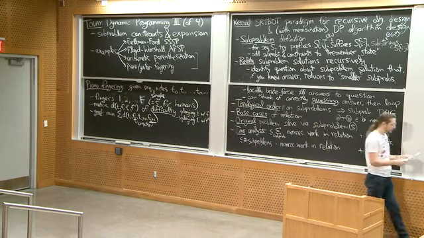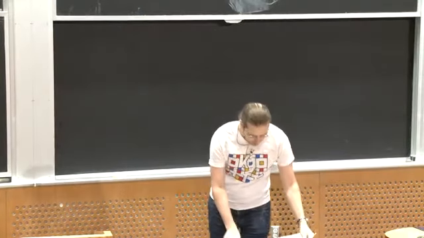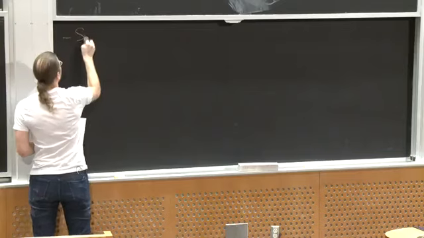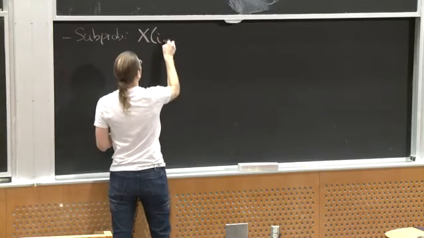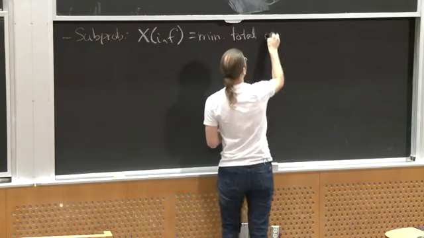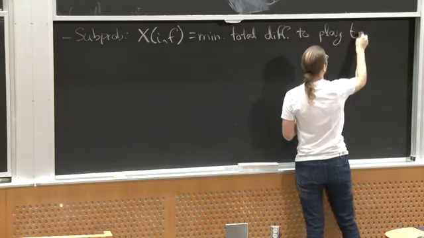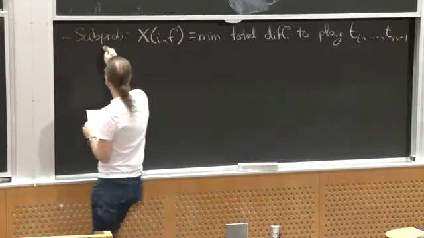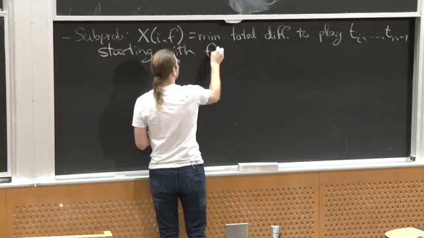And this is going to use subproblem expansion. So the subproblems are going to be x of i comma f. This is the minimum total difficulty to play a suffix, because I like suffixes, t_i up to t_{n-1}, starting with finger f.